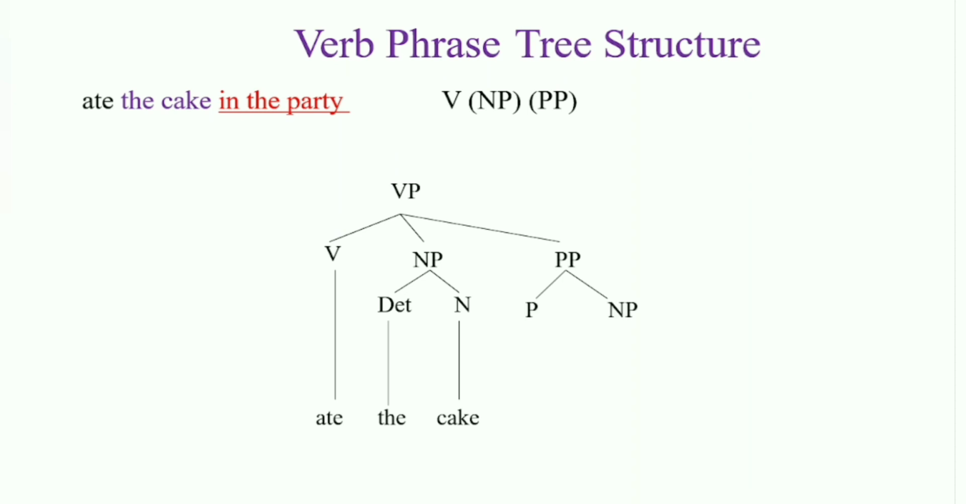The prepositional phrase consists of P and NP. P is in, NP is determiner and noun. Determiner the and noun party.